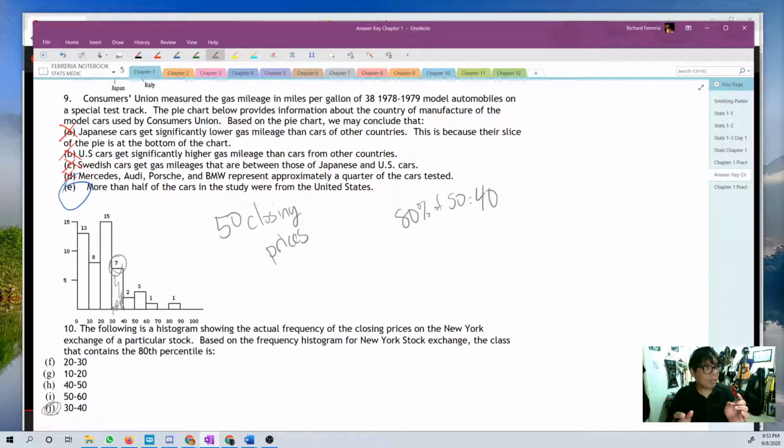That would be the 80th percentile. 80% of 50 is 40, so we're looking for the 40th stock price from the bottom. The other way of doing that would be the 10th stock price from the top, but that's a little more advanced than I really want to get.